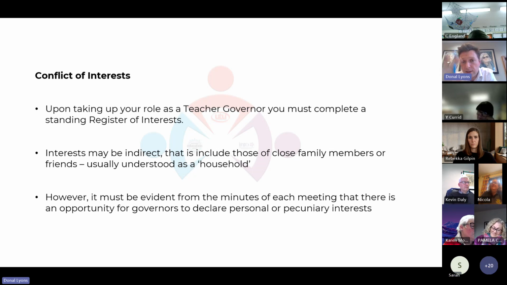This register of interest is a standing register. This document is filled out before the first meeting. It will exist for your tenure on the Board of Governors for a 4-year period as usual.